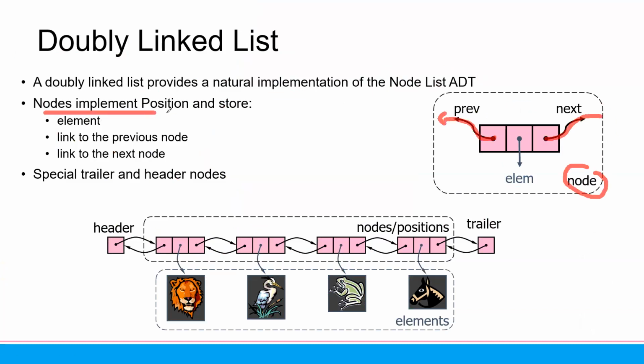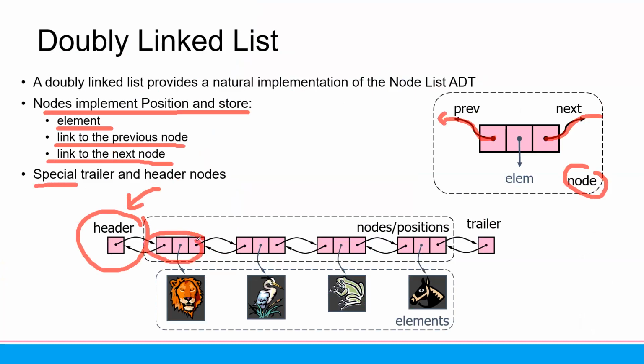So nodes implement position and store what is the element, and then what is the link to the previous node, and what is the link to the next node. Now in this case, we have special nodes. The header is to indicate that this node is the head. And we have a special node, the trailer, to indicate that this node is the end.